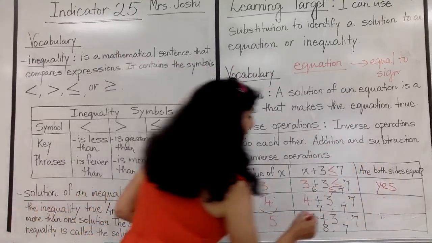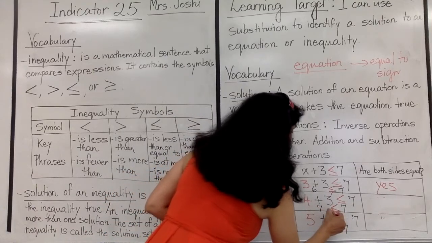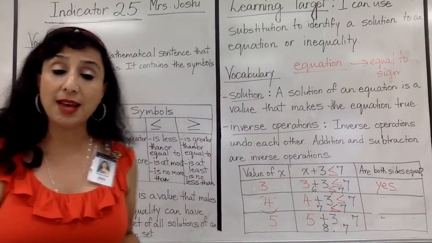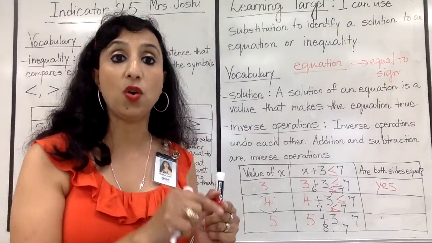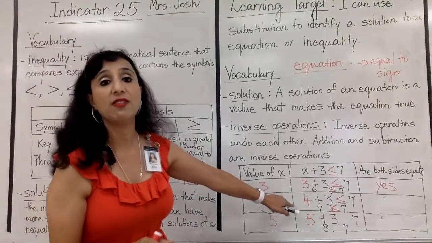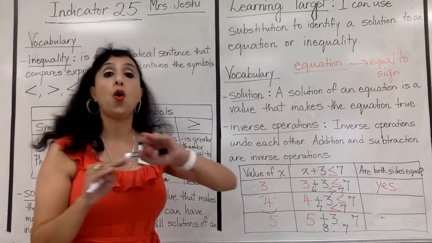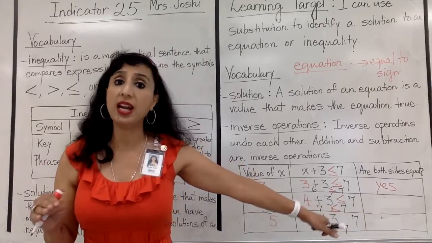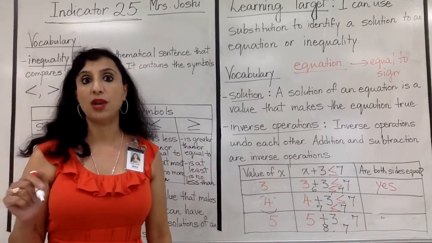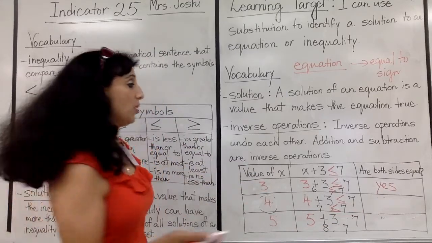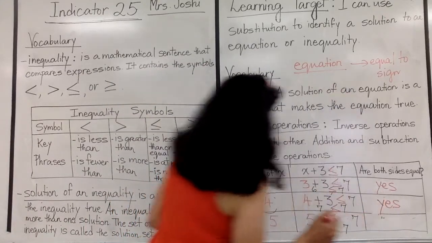Let's look at 4 plus 3. Is that less than or equal to 7? So 7, is 7 less than 7? No, but 7 is definitely equal to 7. So when I have an inequality saying less than or equal to, this will definitely work, because everything that is 7 or less than 7, including negative numbers, is going to be a solution to this inequality. So yes, 7 is equal to 7 in this case. So yes, this is correct.